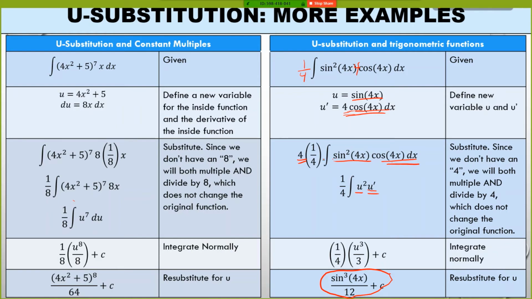So here I've rewritten everything we just did. Multiply by 4 and divide by 4. This 4 cosine 4x is all u prime. The sine of 4x is my u. So that gives me 1/4 u squared u prime. Okay, any other questions on this one?